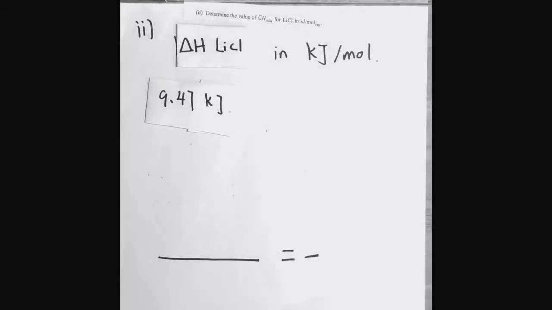Let's do the second part of part A, which is determine the value of delta H solution for LiCl in kilojoules per mole. So what we need to have is the delta H for LiCl in kilojoules per mole. We already calculated the Q, which is 4.47 kilojoules. And what we need to do is use that kilojoules to divide it by moles of the LiCl.